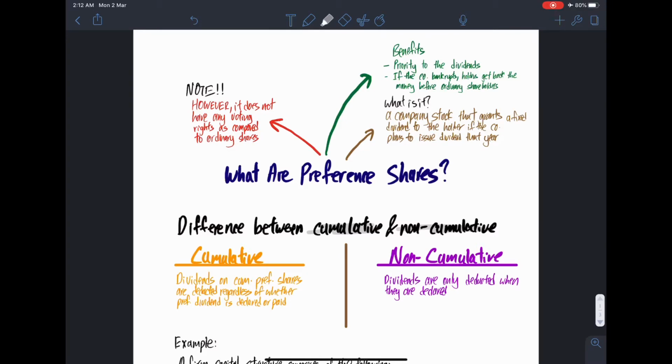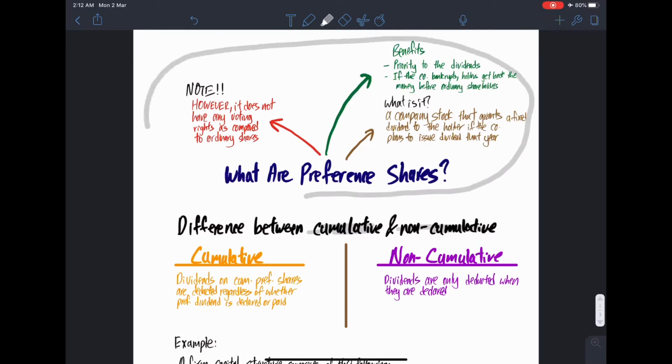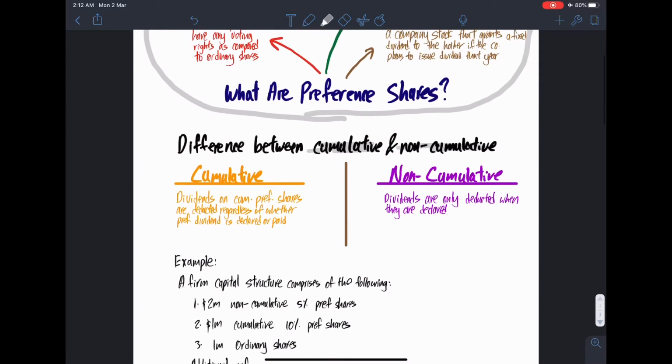So today we'll be going through the difference between cumulative and non-cumulative preference share dividends. If you want to have a basic knowledge about what preference shares are, you can read up this short illustration. Now we're going through the difference between cumulative and non-cumulative preference shares.